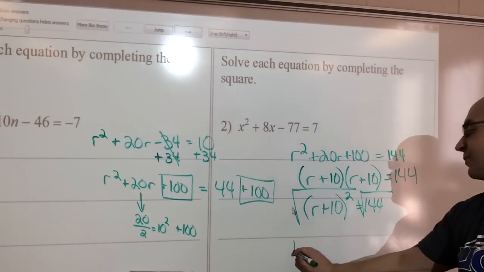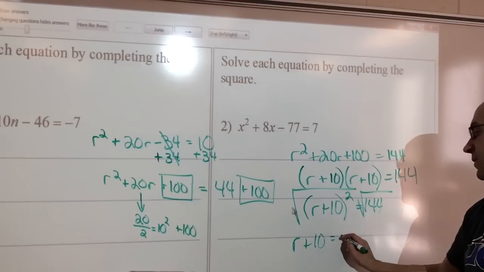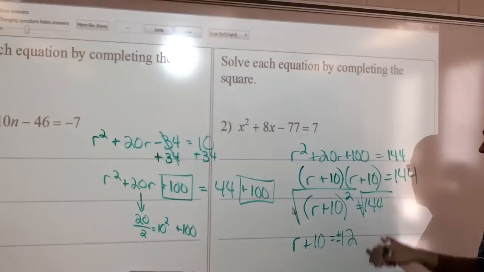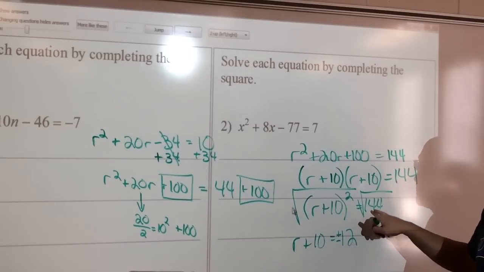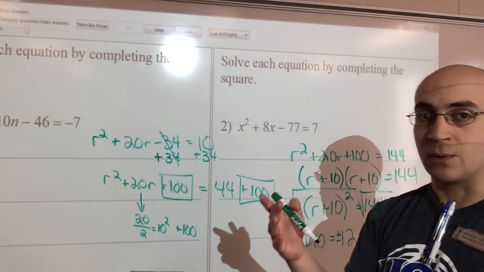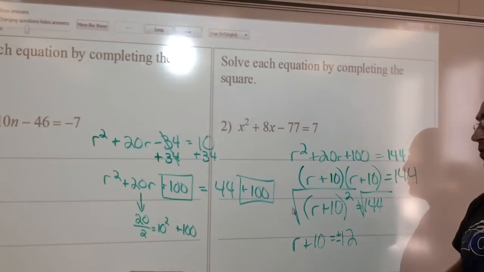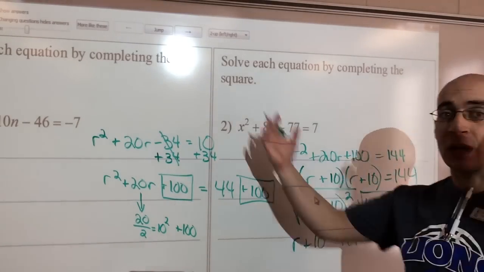Okay? So then I'm left with r plus 10 equals 12. But remember that that's a plus or a minus 12 because I took the square root of a number. And not only is 12 times 12 144, but negative 12 times negative 12 is also 144. So I'm going to have to do this both ways because remember, we're talking about quadratics here.